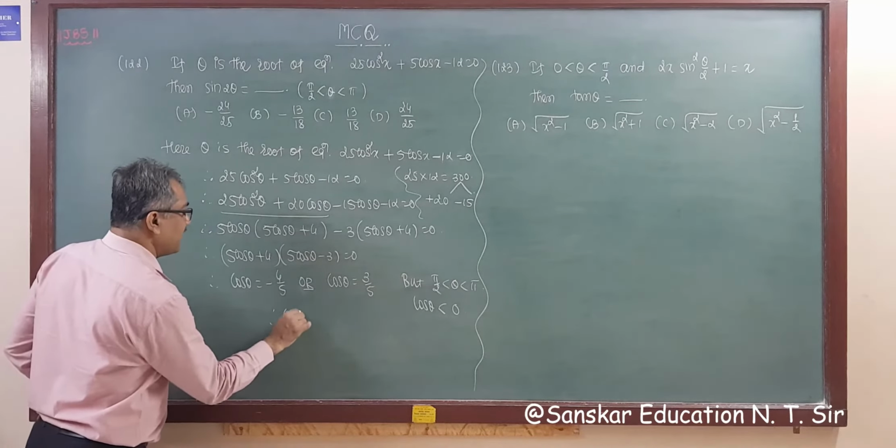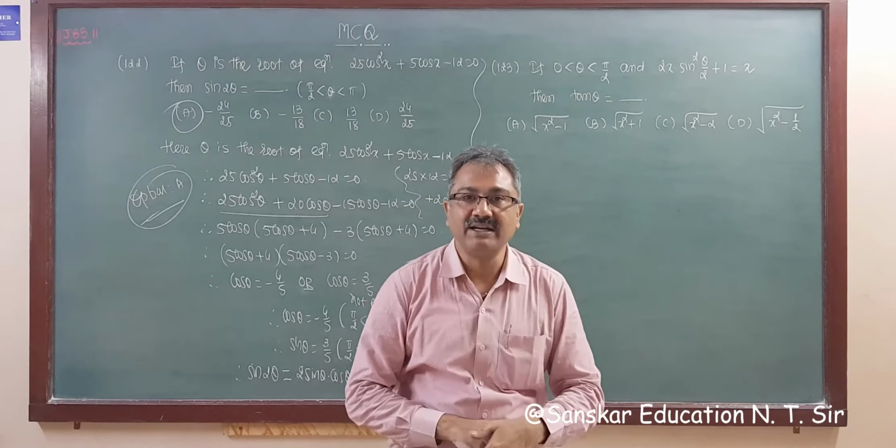So therefore sine 2 theta formula is, as you know now very well, 2 sine theta into cos theta. Sine theta is 3 by 5 and cos theta is minus 4 by 5. So the final answer will be 4 into 3, 12, into 2, 24, so minus 24 by 25. That is your option A, the correct answer: minus 24 by 25.